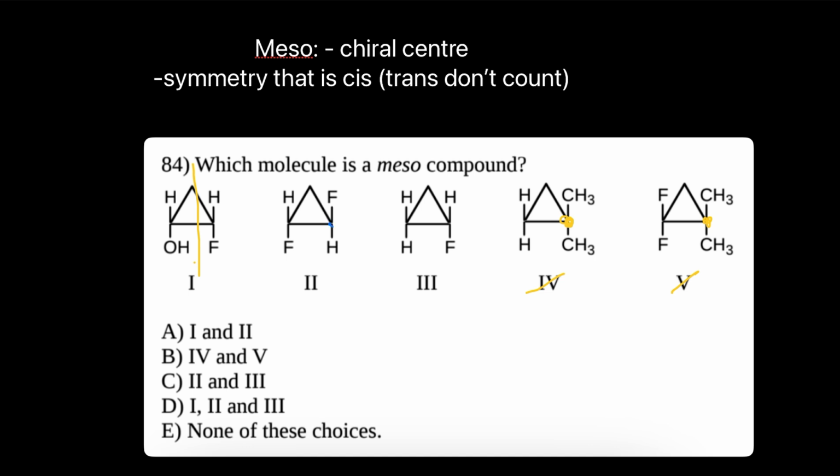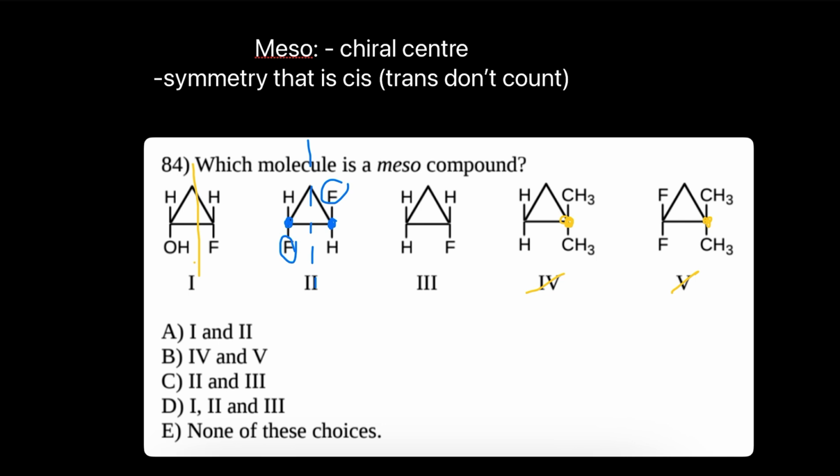Are there chiral centers? Yes, there are chiral centers. One single bonded carbon bonded to 4 different groups. Now, is there symmetry? It looks like there is symmetry, but the issue here is that the fluorines are in the trans position, so this is not a meso compound.